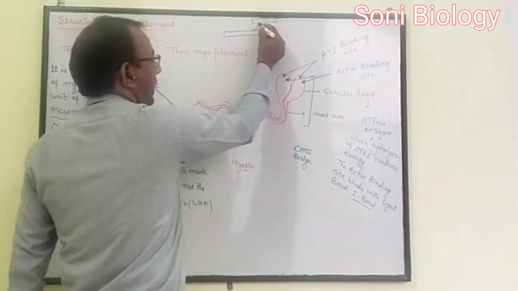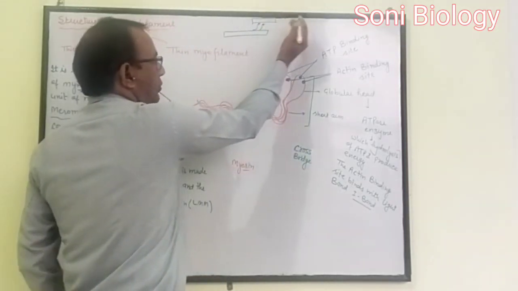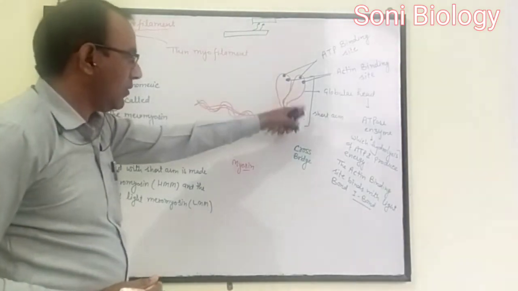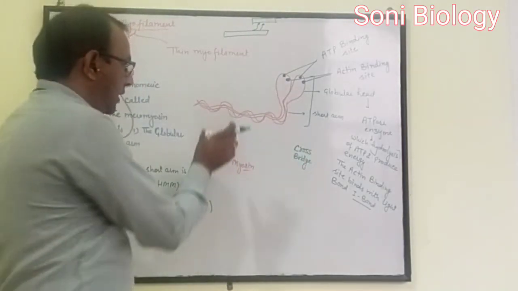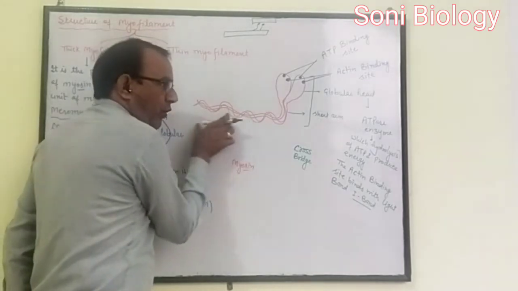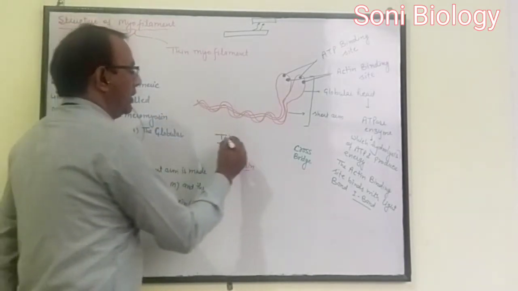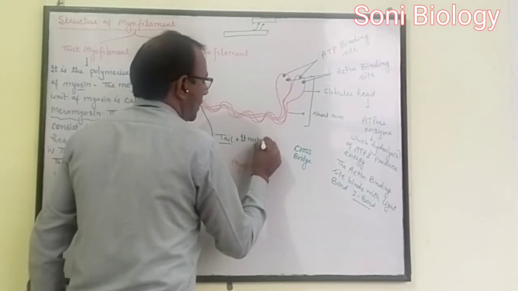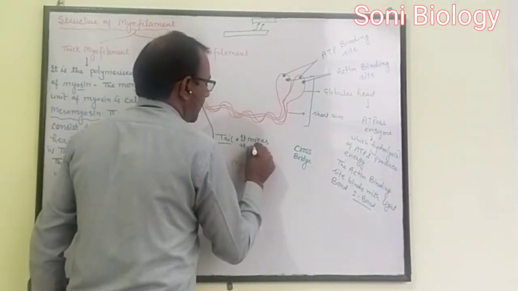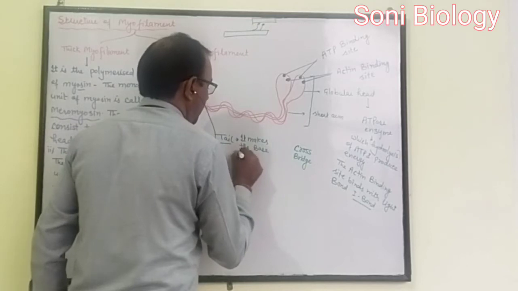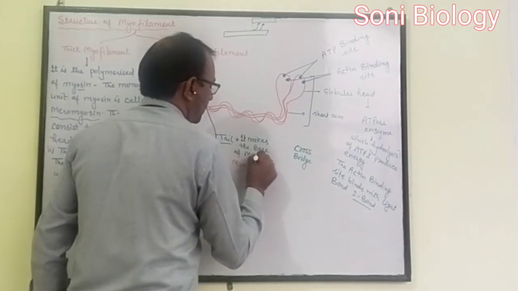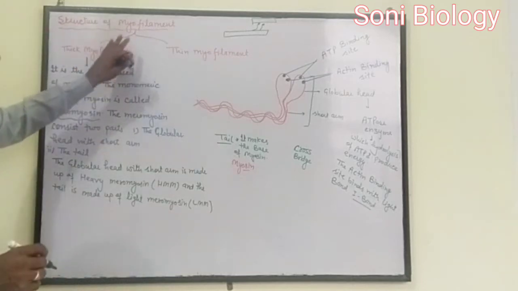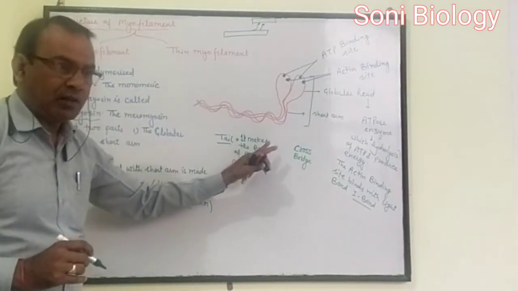It means this side binds with the A band and helps to slide the I band over the A band, which makes the cross bridge. The tail makes the base of myosin. This is the structure of the myosin filament.